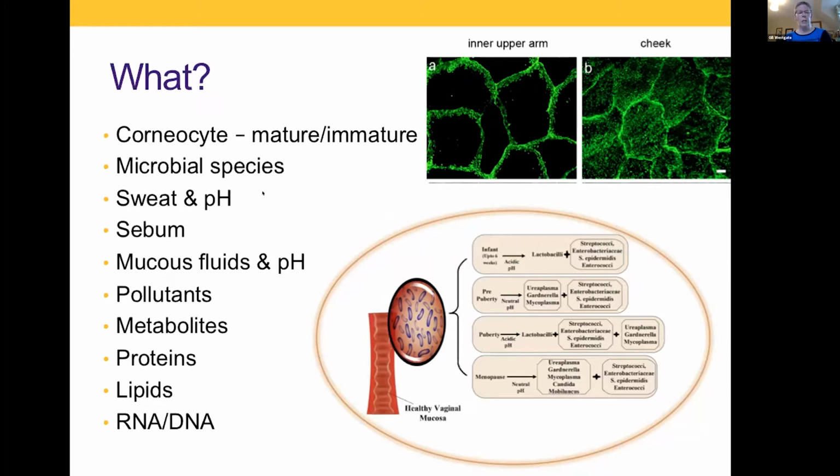You might be interested in different microbial species. There's sweat and pH, which could be something of interest. Are you looking at sebum, mucous fluids, pollutants, metabolites, proteins, lipids, and then nucleotides? And what we know is that there is a vast amount of variation in each of these body sites with each of these things that you can actually sample. So it's a very complex area to be working in.